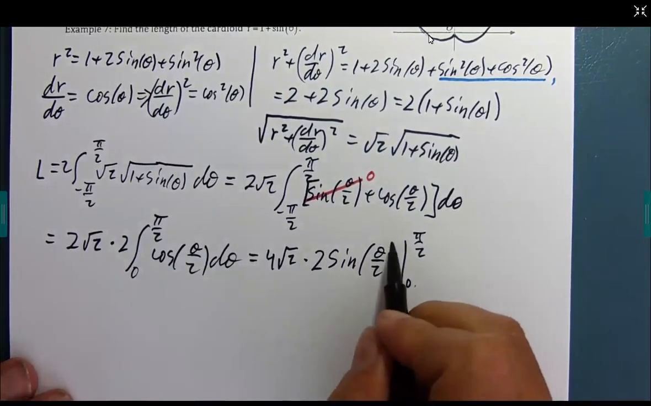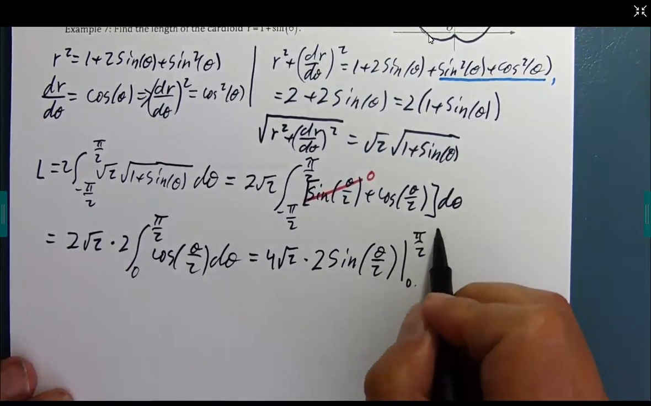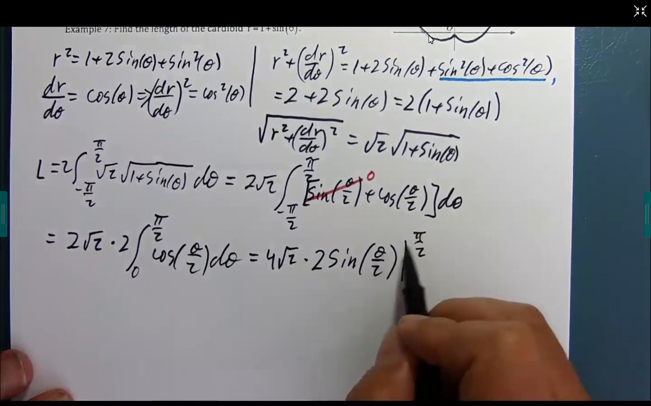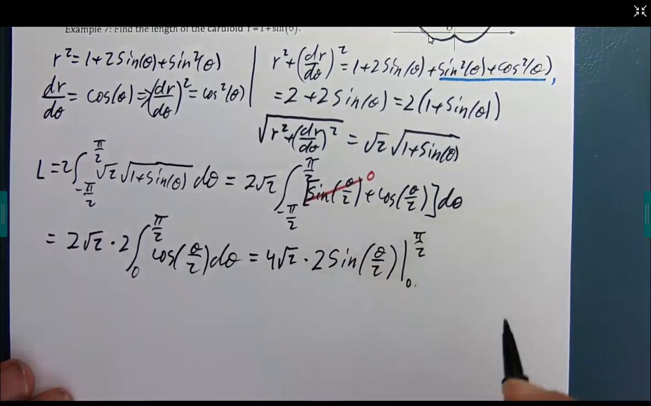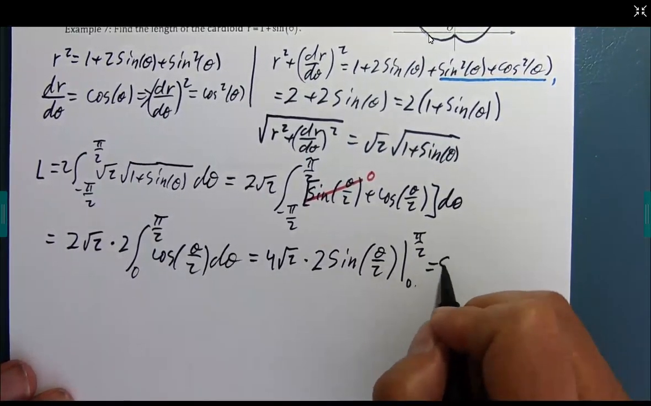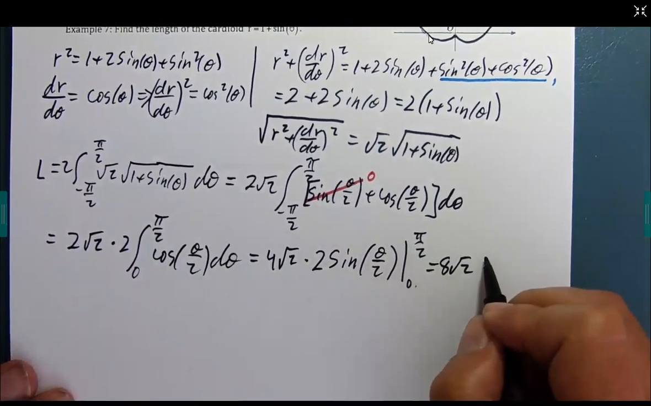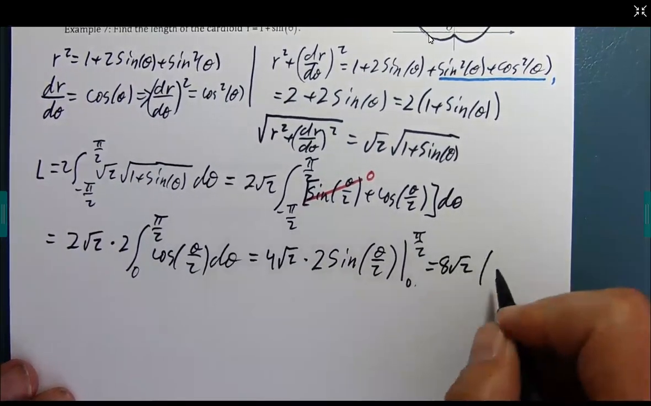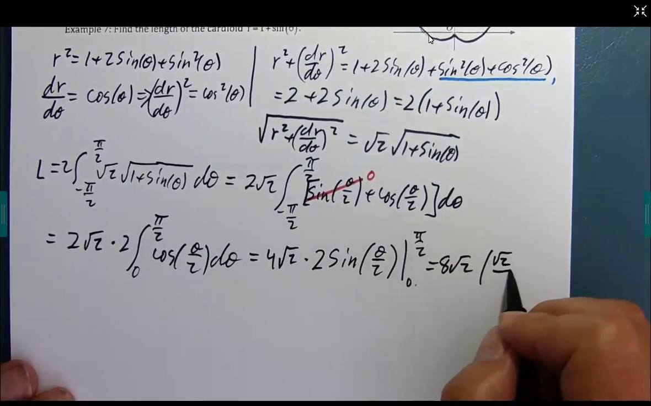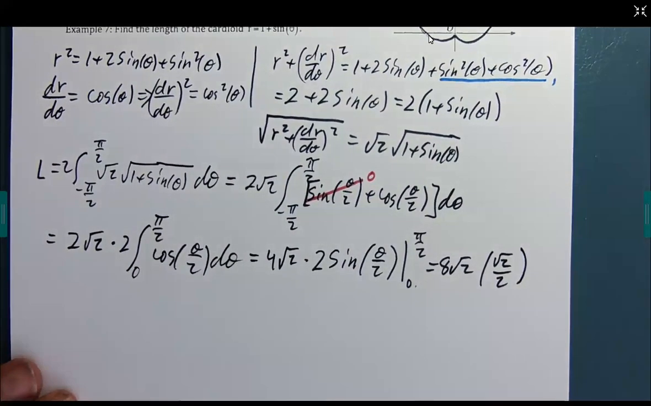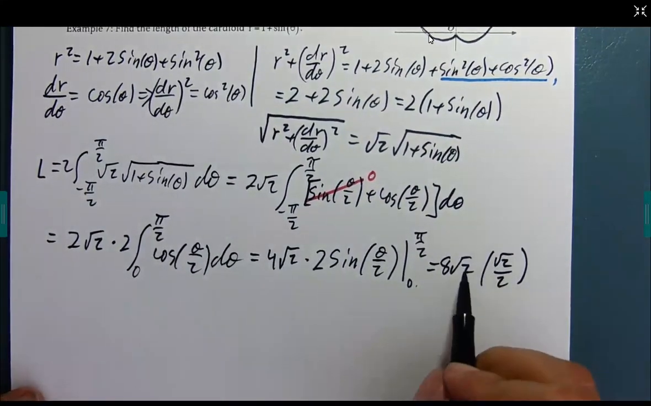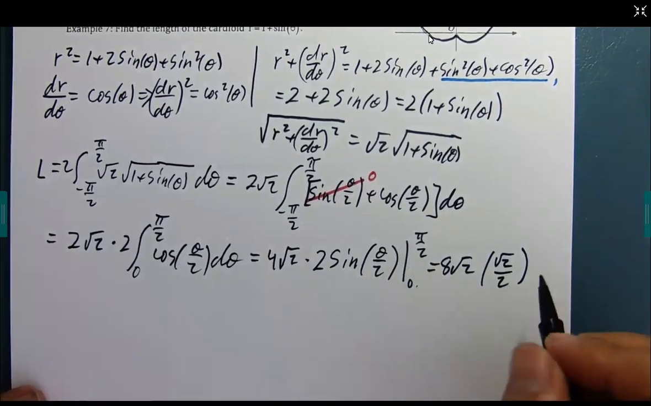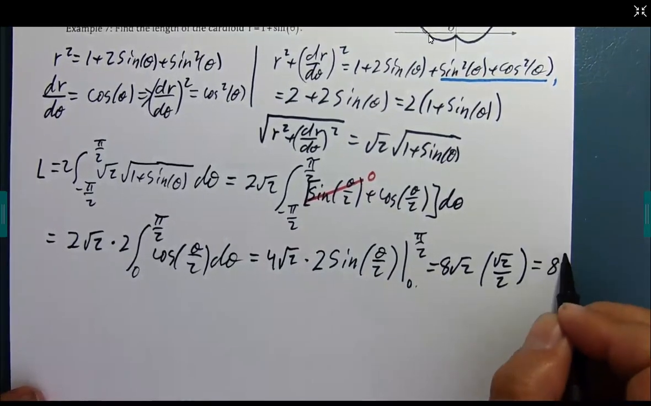And when I plug in the 0 there, that goes to 0. So I'm only going to focus on the pi over 2 here. So when I plug in theta here, it ends up being pi over 4. So we end up with 8 root 2. And sine of pi over 4 is root 2 over 2. And root 2 times root 2 is 2, over 2 is 1. The whole thing just ends up being 8.